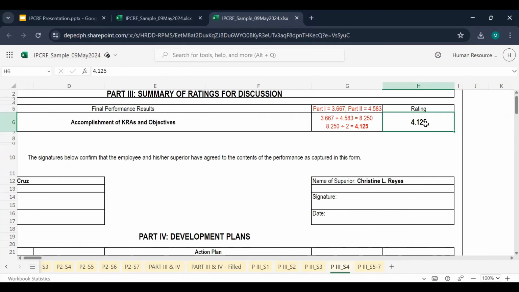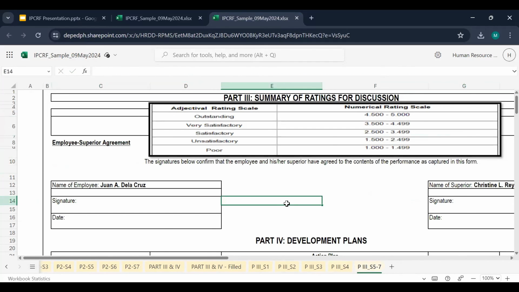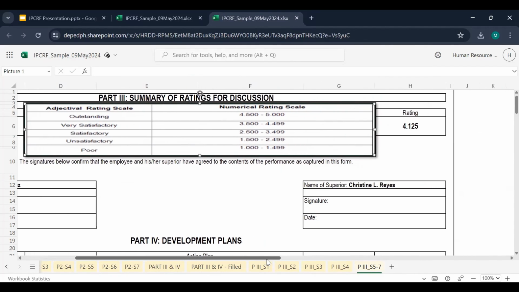So you can enter or write down the final performance rating under column H. So the performance rating scale, again, can be seen under the bottom section of part 1. So for 4.125, it falls under very satisfactory, 3.500 to 4.4999.